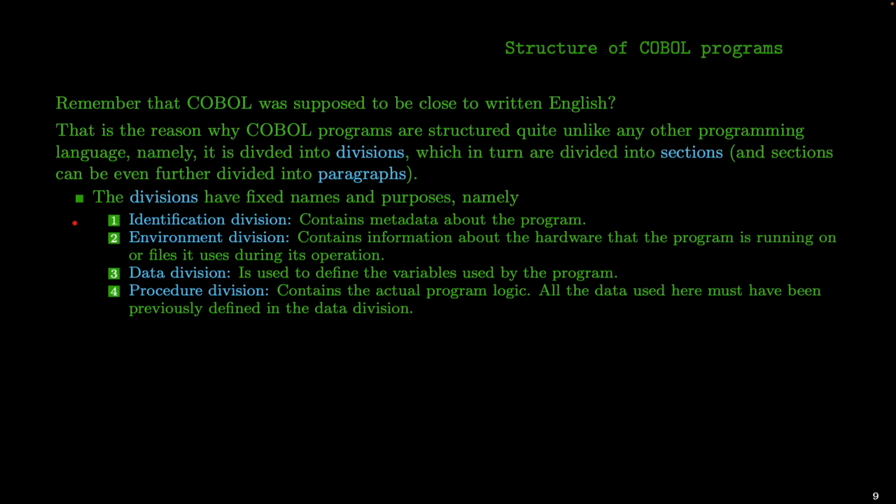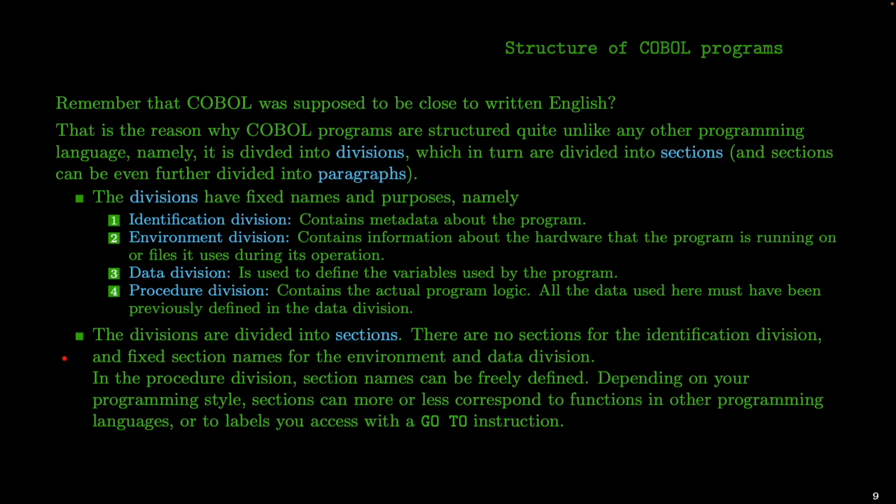Now the divisions in a COBOL program have fixed names and purposes, and there are at most 4 of them. There's the identification division, which contains some metadata about the program. The environment division, which contains information about the hardware that the program is running on and the files that are used during the operation. The data division, where we define variables that are used in the program. And finally, the procedure division, which contains the actual program logic. If we use any data or variables here, then it must have been defined previously in the data division.